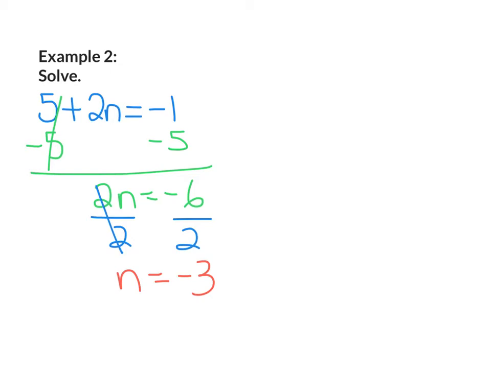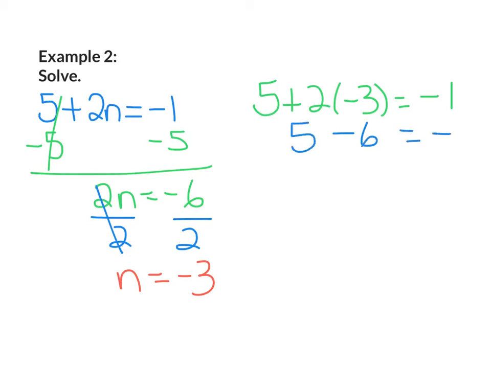Again, I need to check my work, so I'm going to plug -3 back into the original equation. So 5 plus 2 times -3 equals -1. 2 times -3 is -6. I'm going to bring the 5 down, equals -1. So 5 minus 6 is -1, which equals -1. So this checks. So n = -3 is correct.